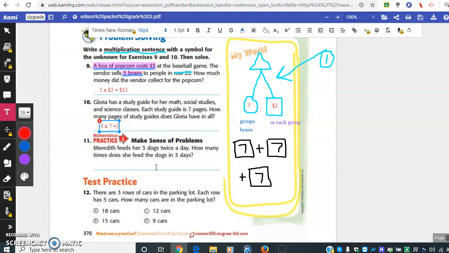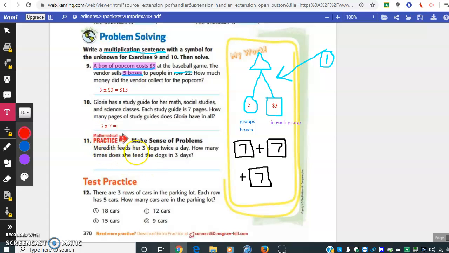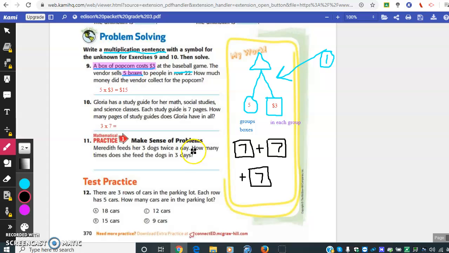Question number 11. Make sense of problems. Meredith feeds her 3 dogs twice a day. How many times does she feed the dogs in 3 days? Okay, she's got her dogs and she's feeding them 2 times a day. So the question I need to ask myself is, do I really need to know how many dogs Meredith has? Well, the best way for me to answer that question is to go to the part that asks how many. How many times does she feed the dogs in 3 days?